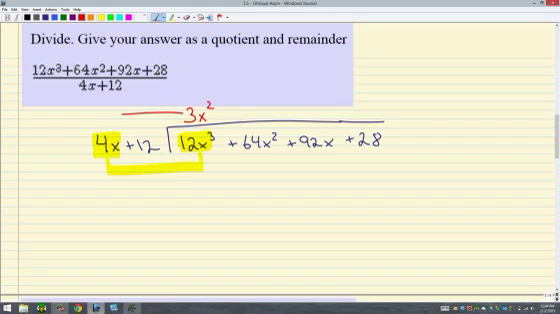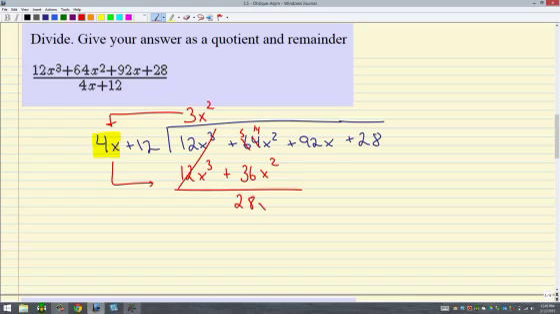So now take 3x squared and multiply it by this whole thing. So we'll end up with 12x to the third, which we anticipate, plus 36x squared. And now you're going to subtract these two. So these go away, and when you subtract this, we'll borrow one from there, and we'll get a 28x squared. Bring down the 92x.